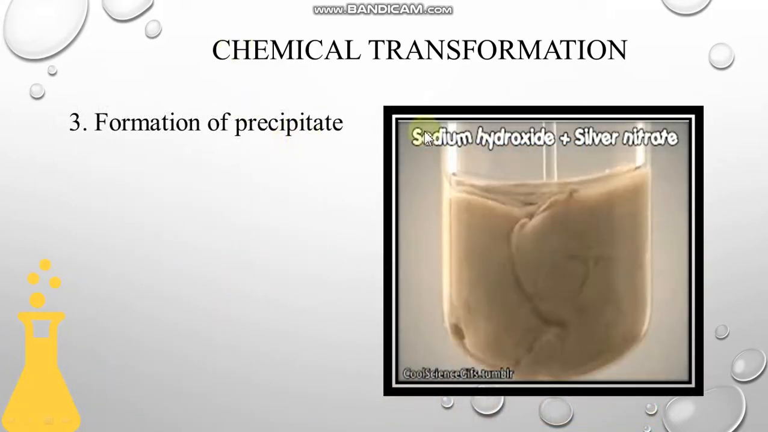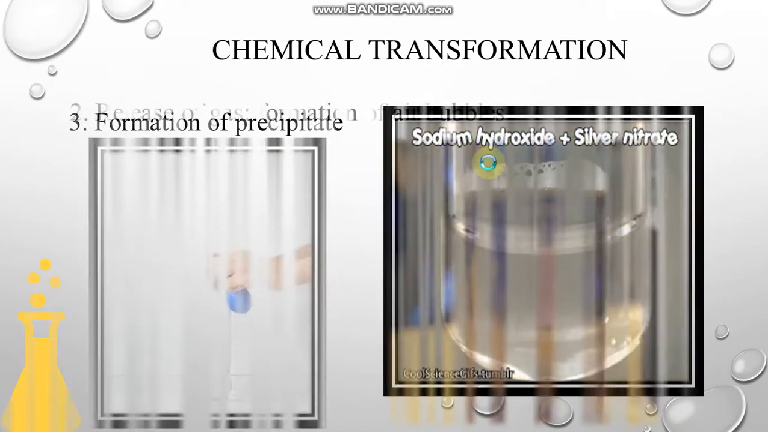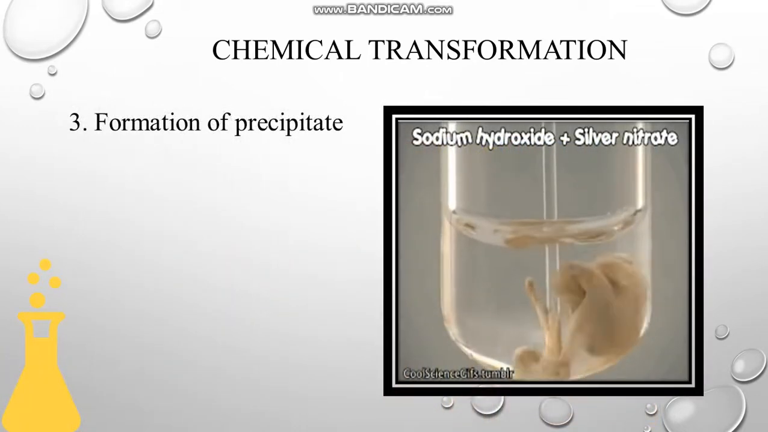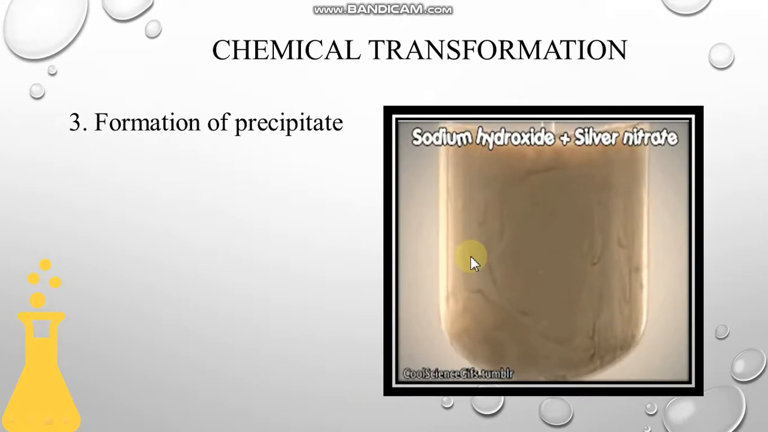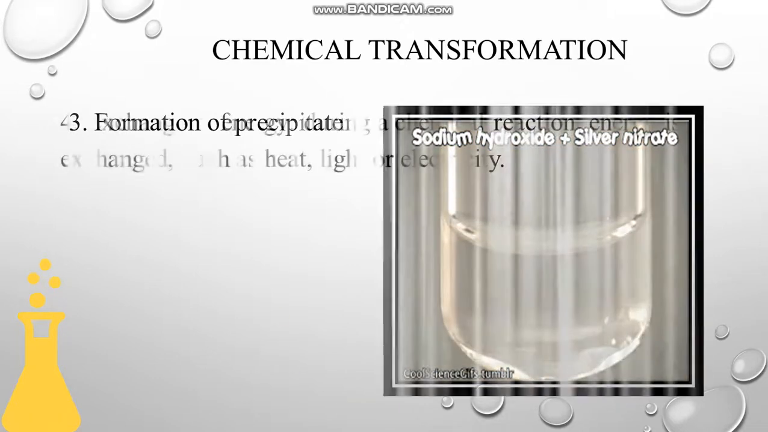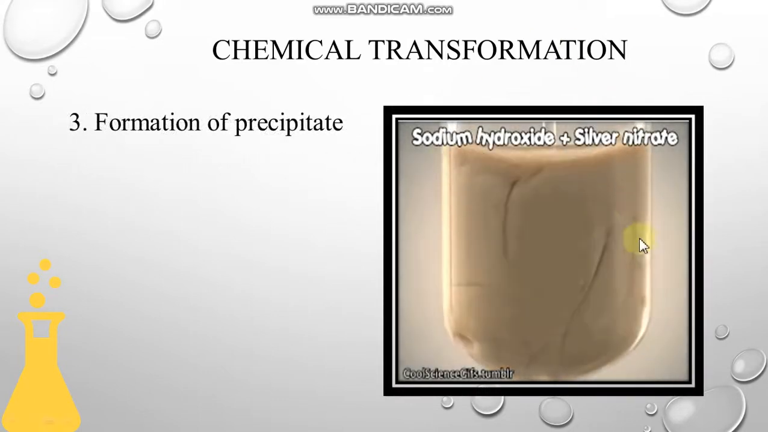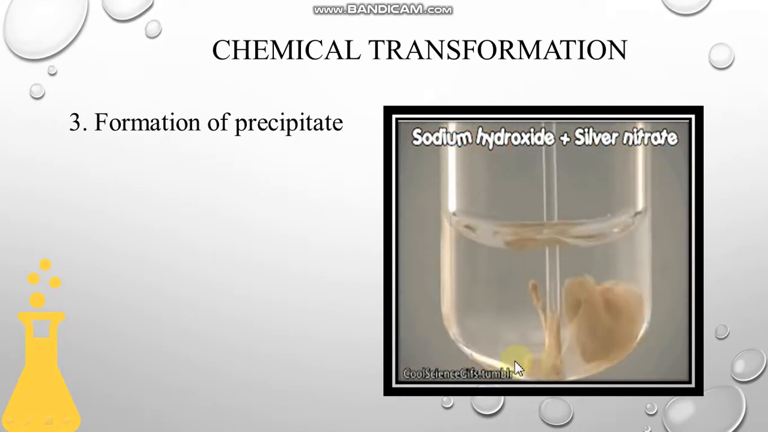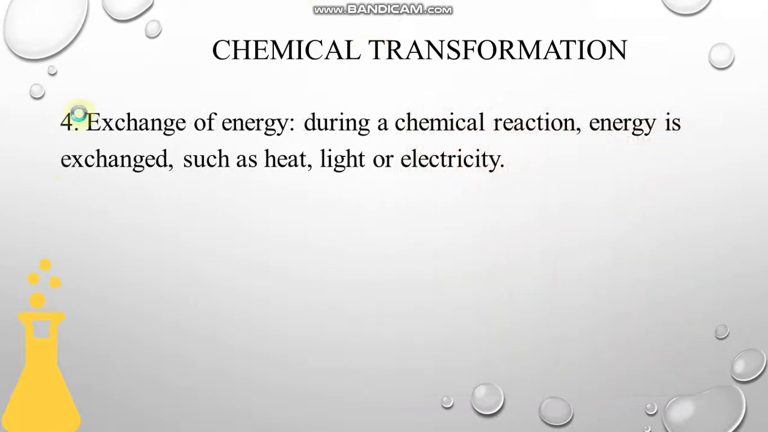Formation of precipitate. We have sodium hydroxide and silver nitrate. We mix them with each other. After a while we keep them. Then we see that a solid is formed and remains in the bottom of the test tube. This solid will settle at the bottom of the tube. So this is formation of precipitate. ورابع sign of a chemical reaction is the exchange of energy.